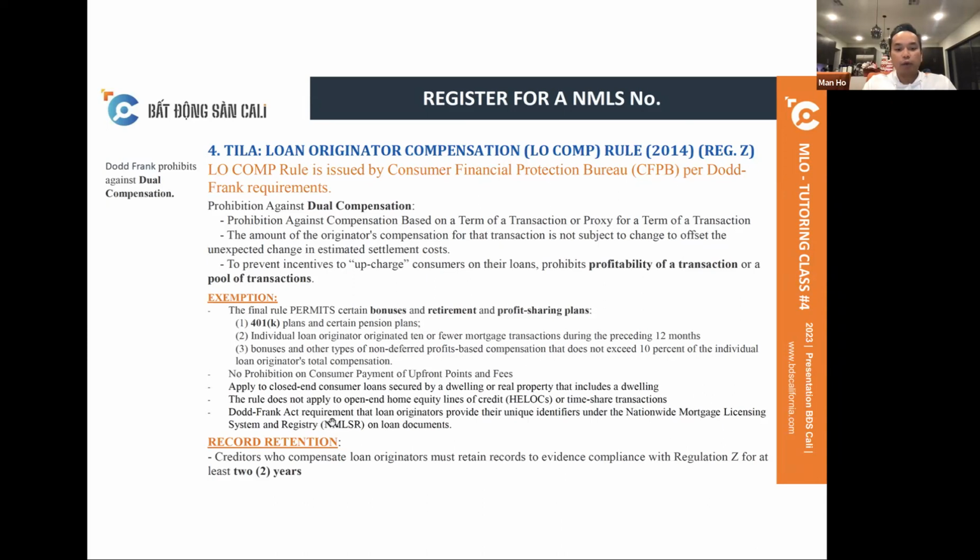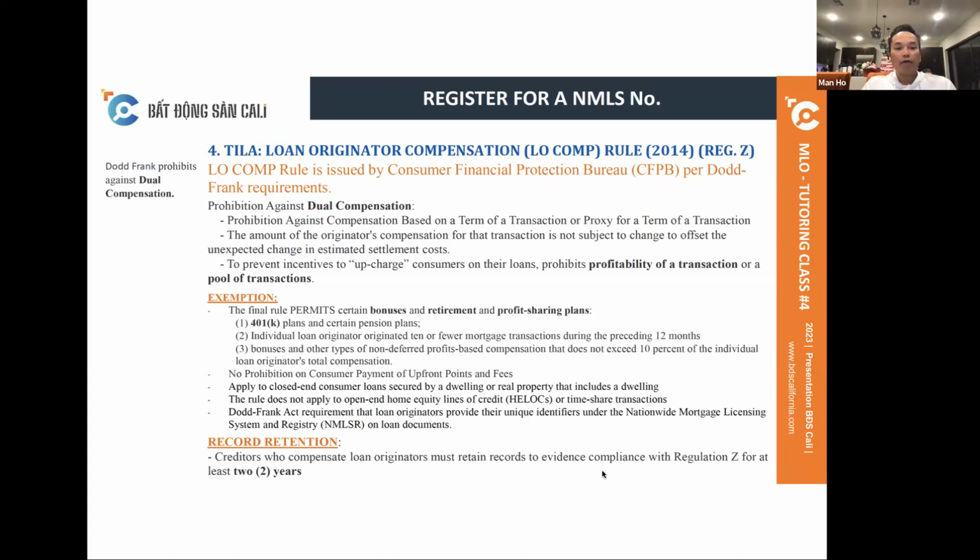Okay, the Dodd-Frank Act requires that loan originators provide their unique identifier under the NMLS. So we talk about this: Dodd-Frank requires whoever originates the loan to have an NMLS ID. That way, they know who originated the loan, and then the person's NMLS ID will be on the loan forever.